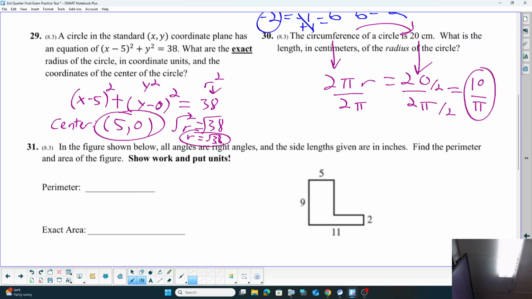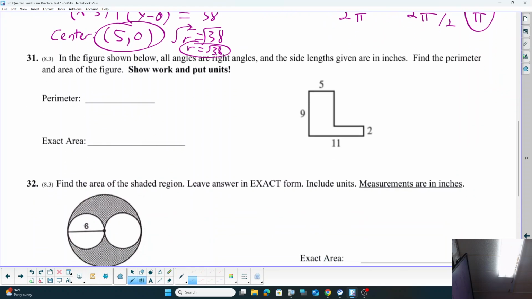That looks familiar. In the figure shown below, all the angles are right angles and the side lengths are given in inches. Find the perimeter and the exact area of the figure. Well, the perimeter, let's see, if that's 5, then that's 5, leaving us with 6. And so this means that right here is 5. And so that means that this is also 6.